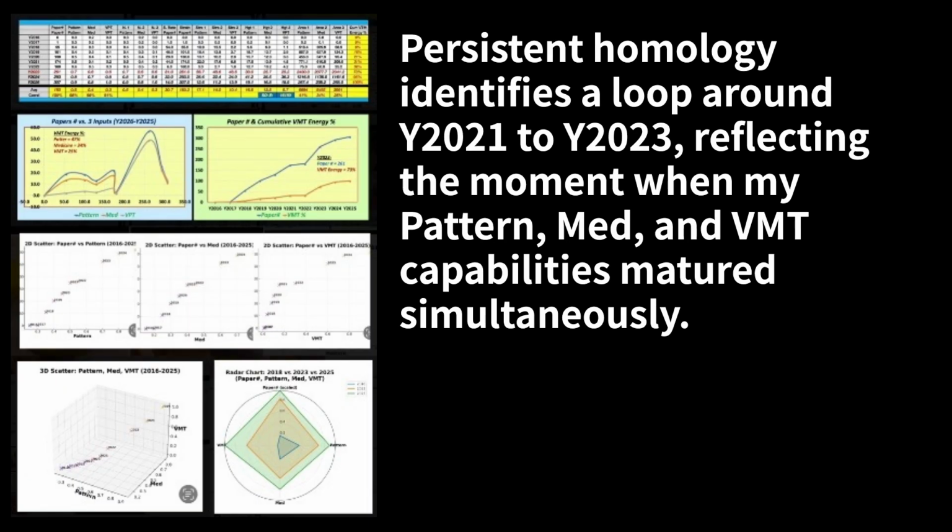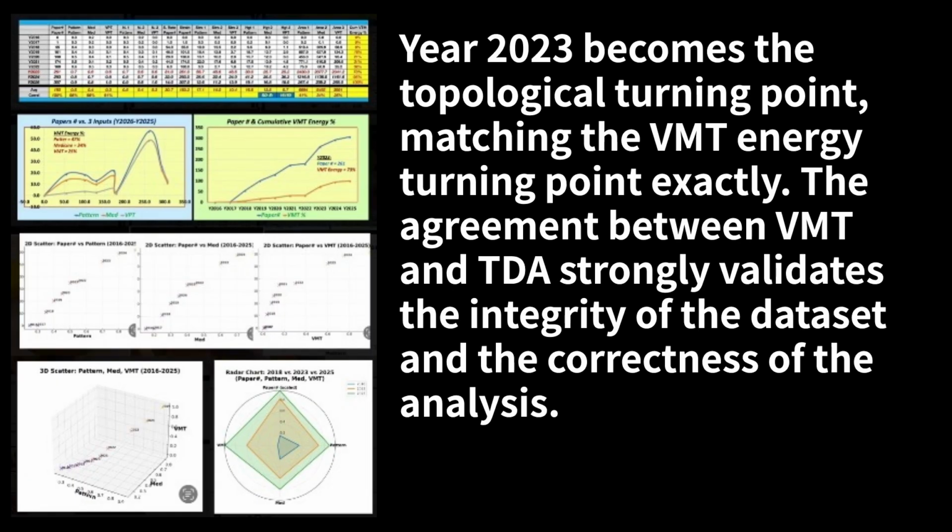Persistent homology identifies a loop around Y 2021 to Y 2023, reflecting the moment when my pattern, MED, and VMT capabilities matured simultaneously. Year 2023 becomes the topological turning point, matching the VMT energy turning point exactly. The agreement between VMT and TDA strongly validates the integrity of the dataset and the correctness of the analysis.